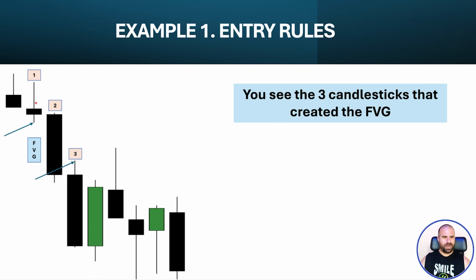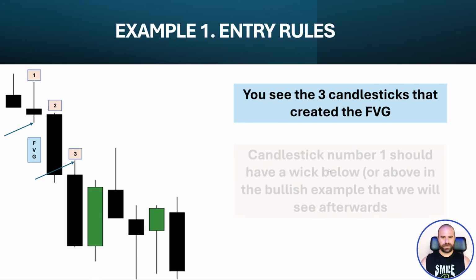Okay, so let's proceed here, and let's say again that the fair value gap is created from these three candlesticks: candlestick number 1, candlestick number 2, and candlestick number 3. You see this untested gap that is left below the low of candlestick number 1 and above the high of candlestick number 3. This is your fair value gap, this gap that we are leaving on candlestick number 2.